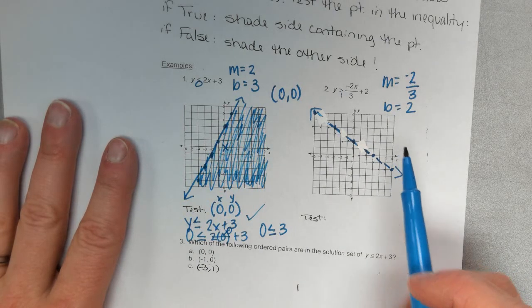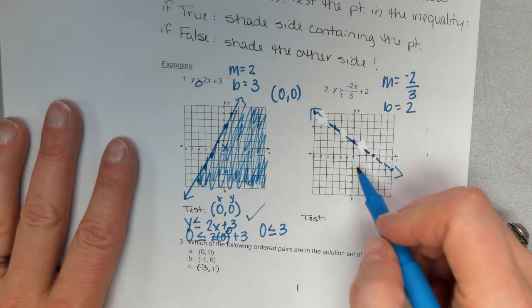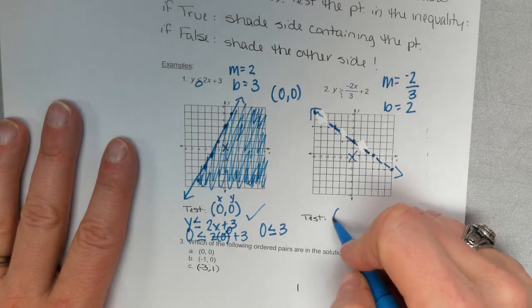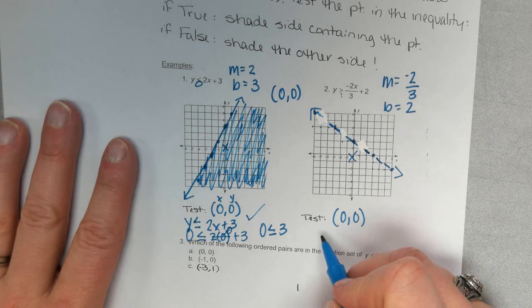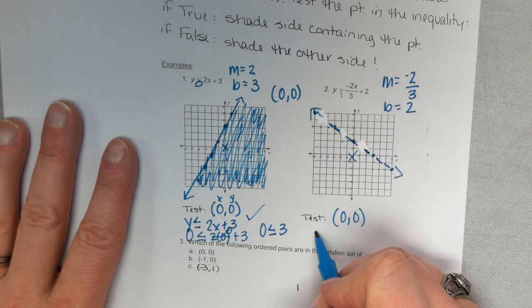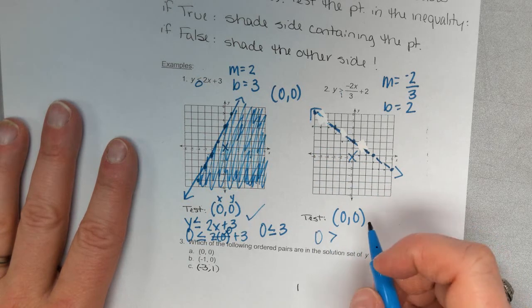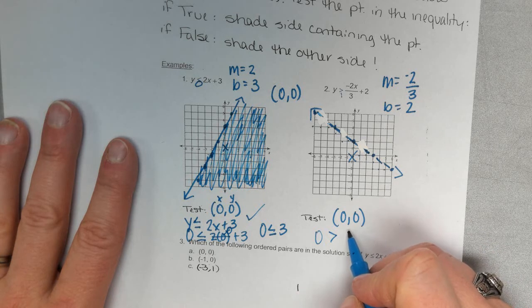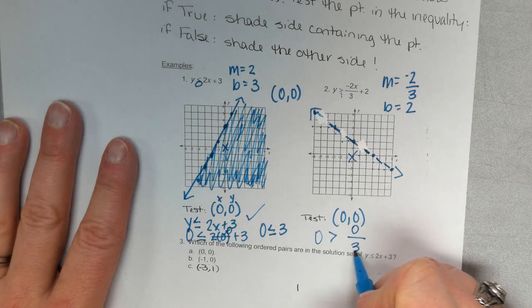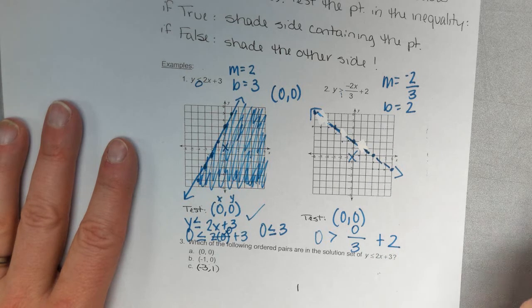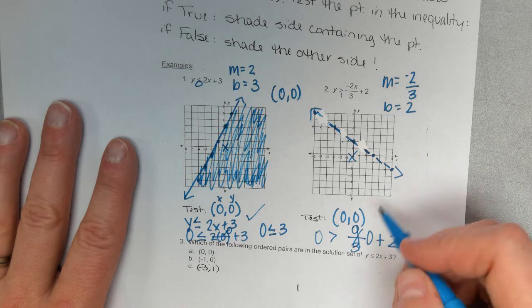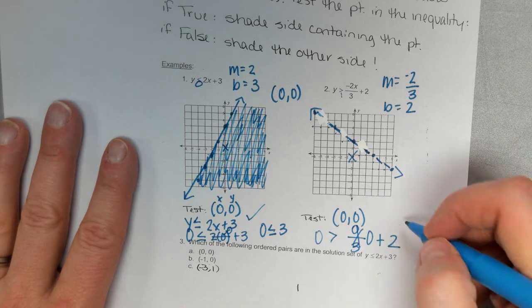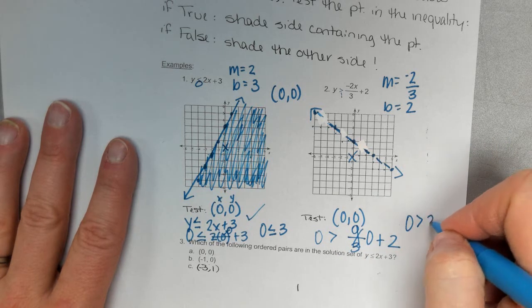Now we're going to pick a point. Well, let's go with 0, 0 again. I think that's really easy to do. Let's plug it back into our original equation. 0 is greater than negative 2 times 0 is 0, over 3, plus 2. Okay, so this is just 0. 0 divided by anything is 0. So we end up with 0 is greater than 2.